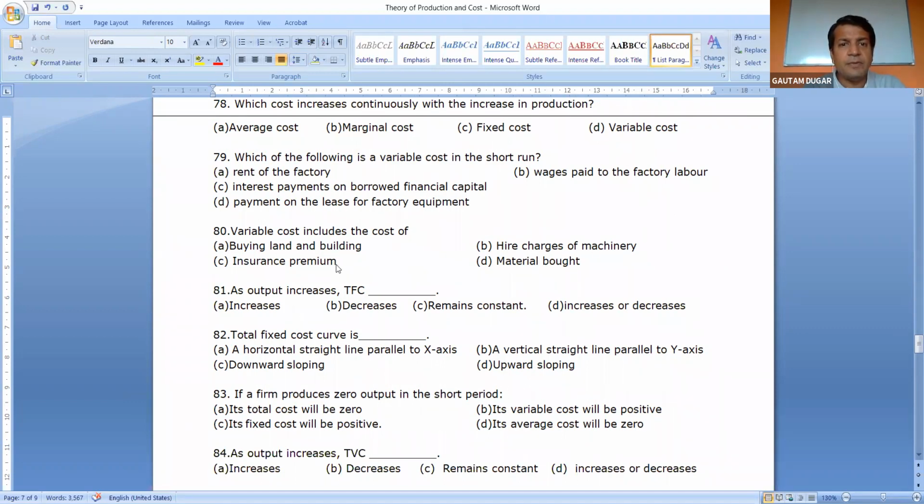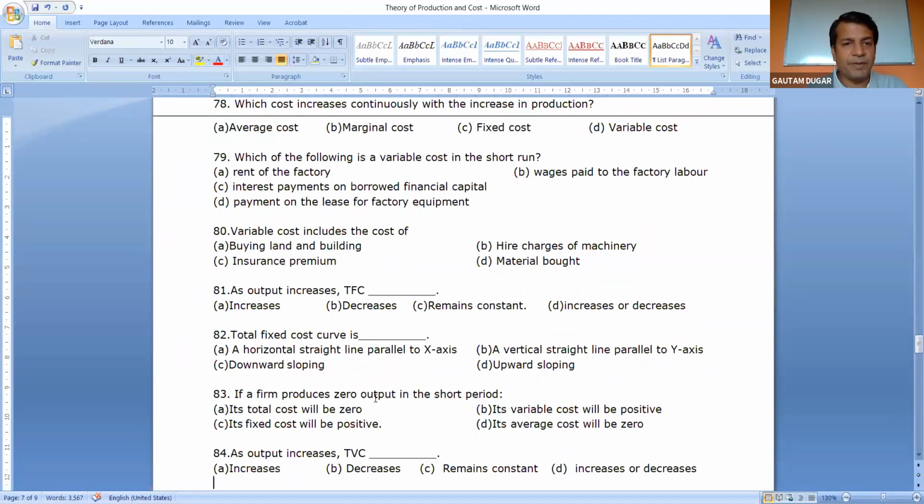Next, 80. Variable cost includes the cost of... Question number 80. Please read, judge, and then only speak the answer. Now, there's a good answer. People are now answering thoughtfully. Good. Materials bought. That is a variable cost. The rest three are the fixed cost.